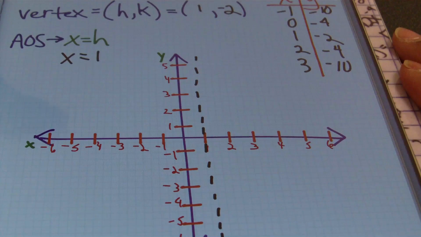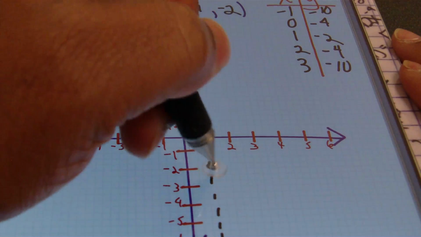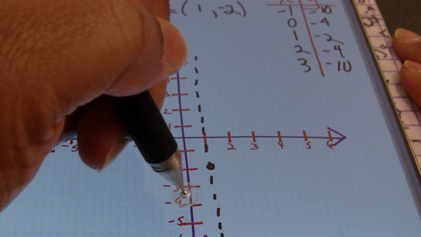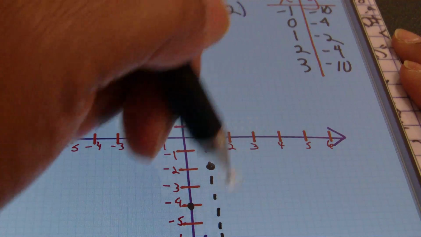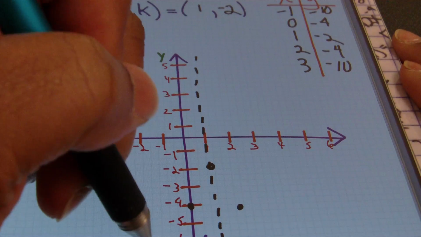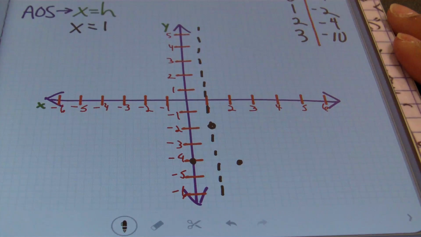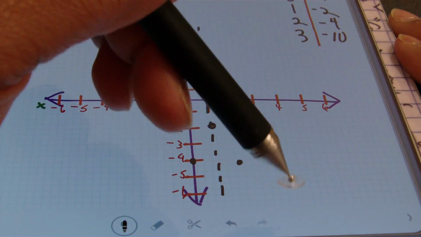We'll start out in our center here with 1, -2. So at 1, I'm at -2 here. And then I have 0, -4. At 0, I'll be at -4. And then I'll have 2, -4. And 2 is -4 right here. And then, ladies and gentlemen, you'll have -1, -10, which is going to be off the chart. It's way down there. Okay, look at the graph, it stops at -6. And then you'll have 3, -10, which is going to be way down there.